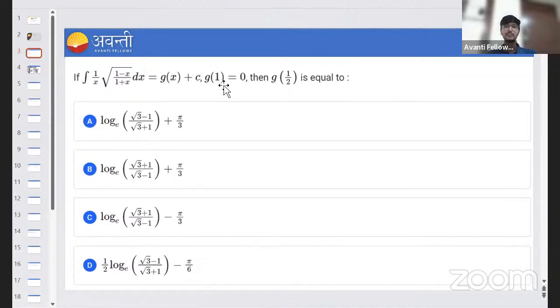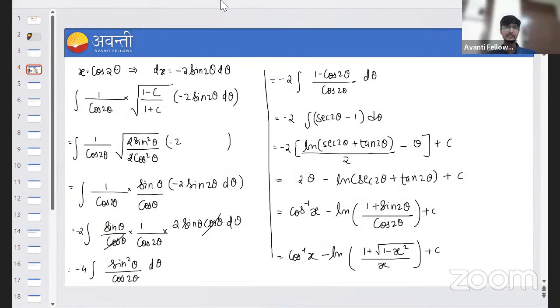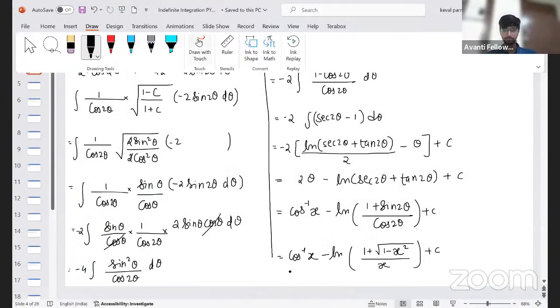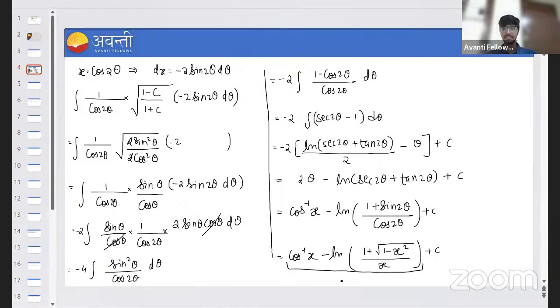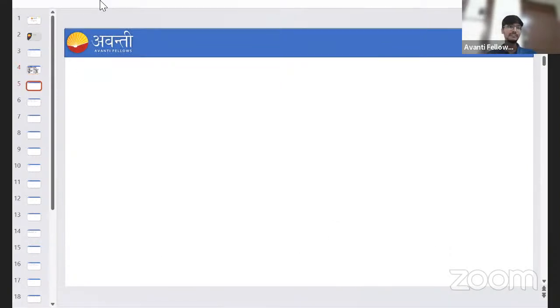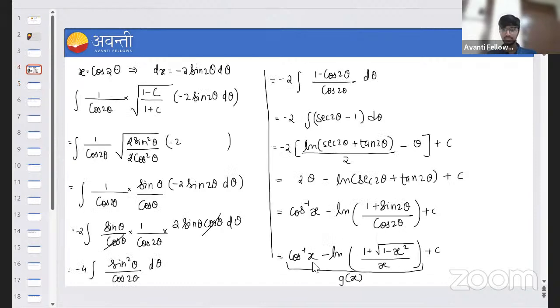Now, it is already given here that this is g of x plus c. G of 1 is equal to 0. So this quantity is g of x, and it is given that g of 1 is 0. So if g of 1 is equal to 0, that means if I substitute 1 here, cos inverse of 1.